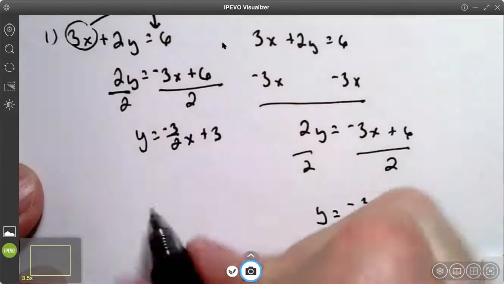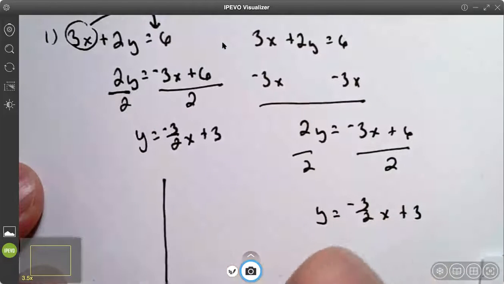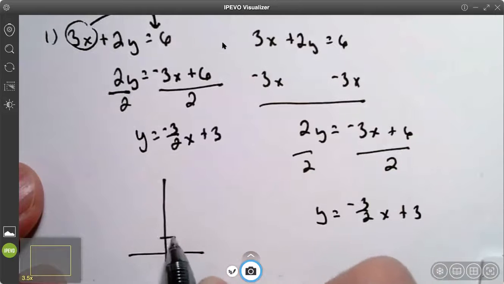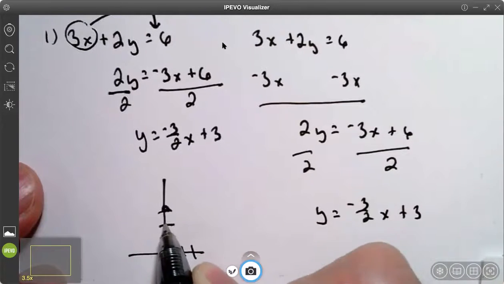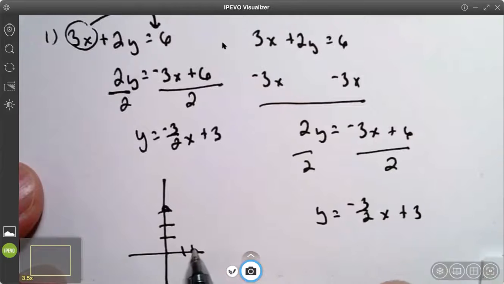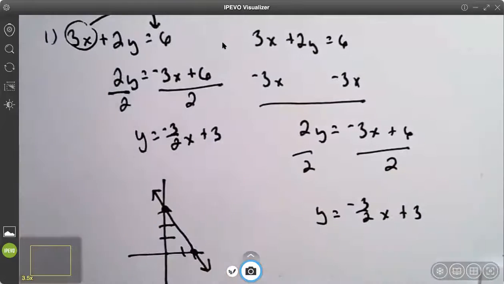Now we're ready to graph it. I'll do one real quick without graph paper. My y-intercept is +3. Rise -1, 2, 3, run 1, 2. There's my line. Just that quick.